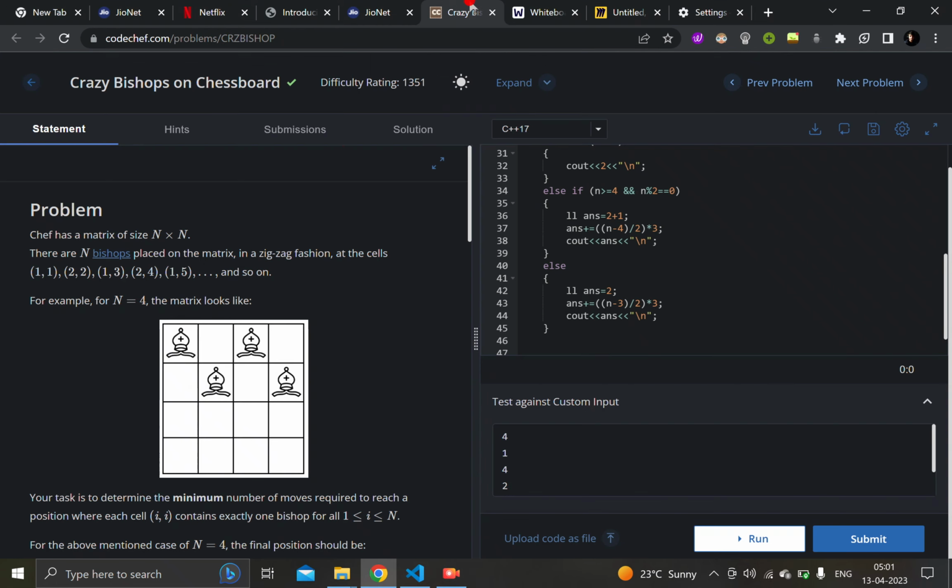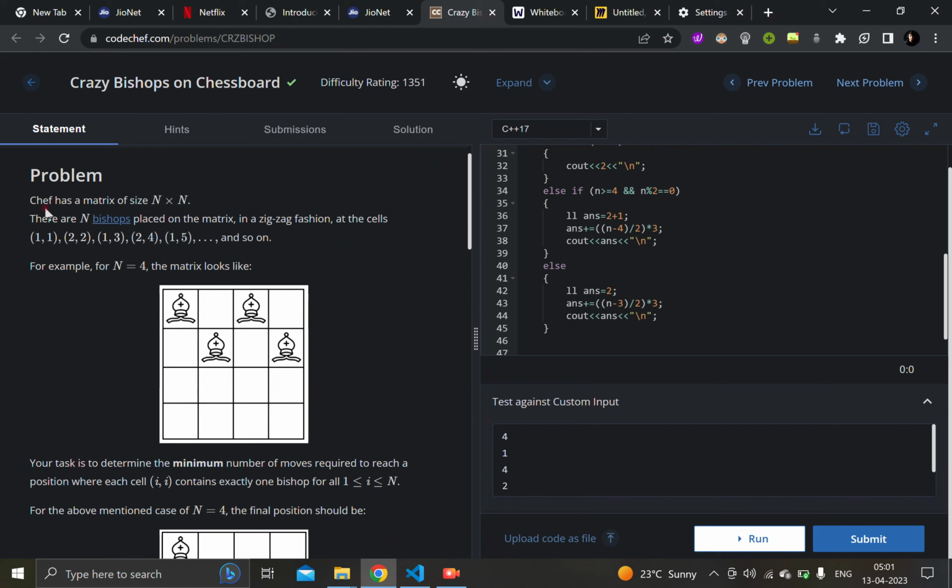Greetings everyone. Today we're going to discuss the third question of the CodeChef contest, named "Crazy Bishop on Chessboard". Let's just read the question at once.